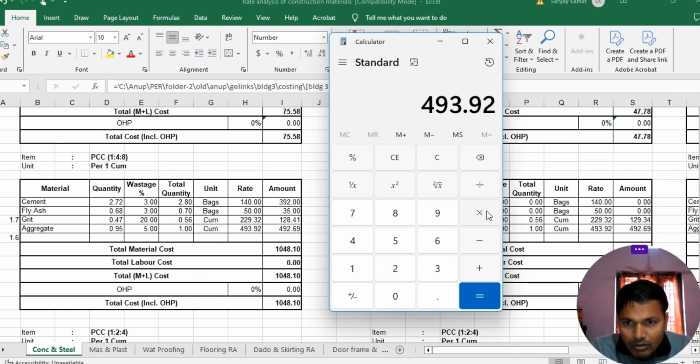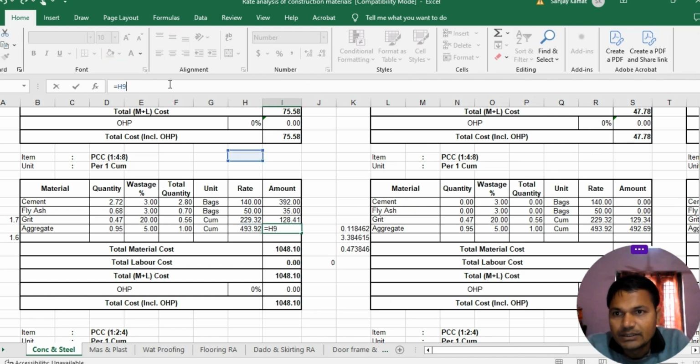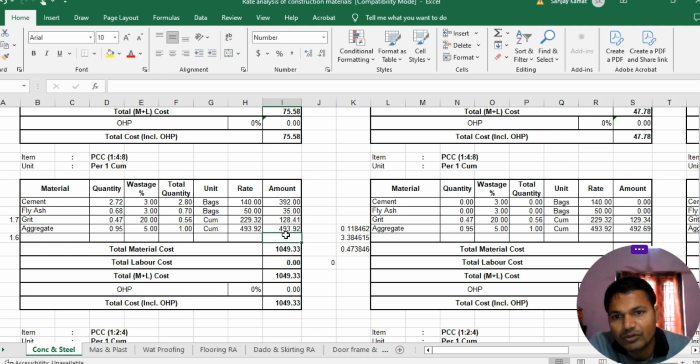If you multiply this 0.9 time, how much is it coming? 469. Oh, sorry, we have taken the wrong value. So 493, if you multiply by 1, this will be the same value, but here it shows 492.69. So again you have to edit this. Let's edit this. 493.92. So if you multiply by 1, this will be the same value only, not more, not less. So same.